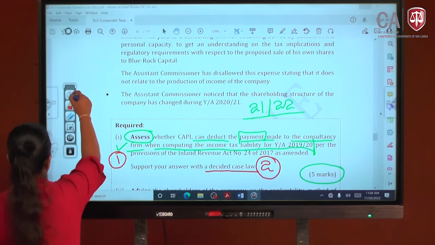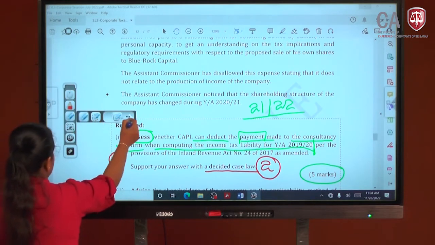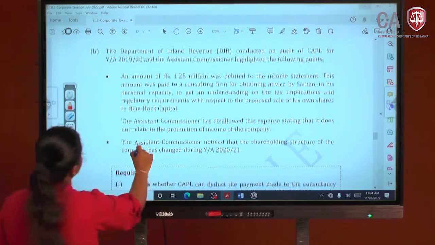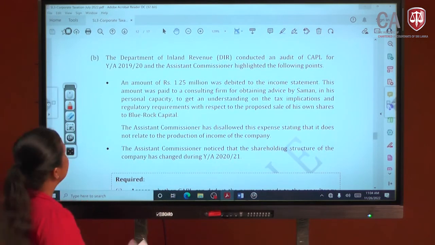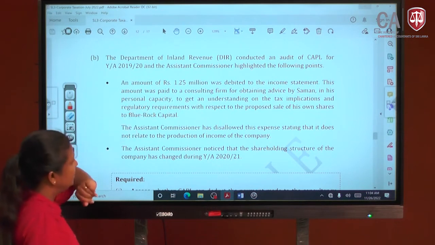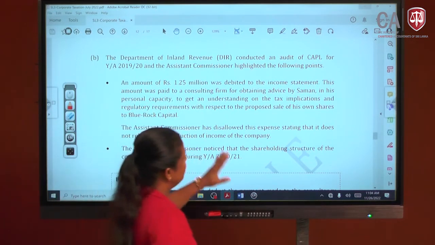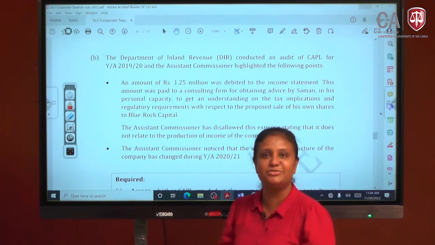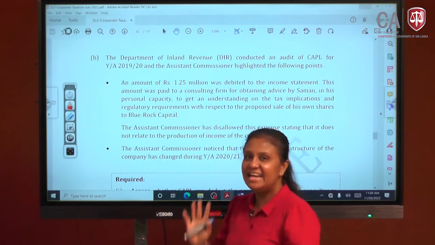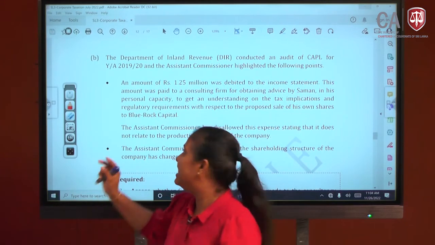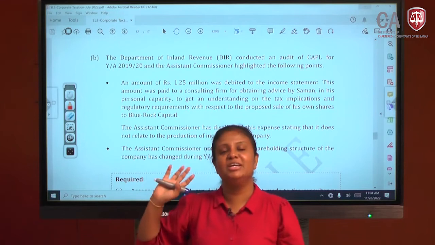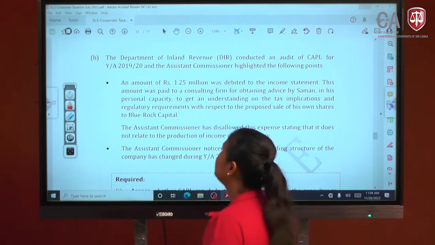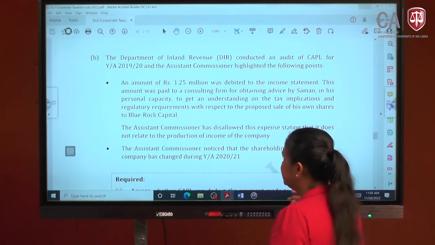Now, the requirement of the question we have discussed. Let me come to the facts of the question. The Department of Inland Revenue, DIR, conducted an audit of CAPL for the year of assessment 1920. Very true. For this year of assessment 1819 there are assessments. For 1920, there are many companies where audits were conducted by the Department of Inland Revenue. And the Assistant Commissioner highlighted the following points.